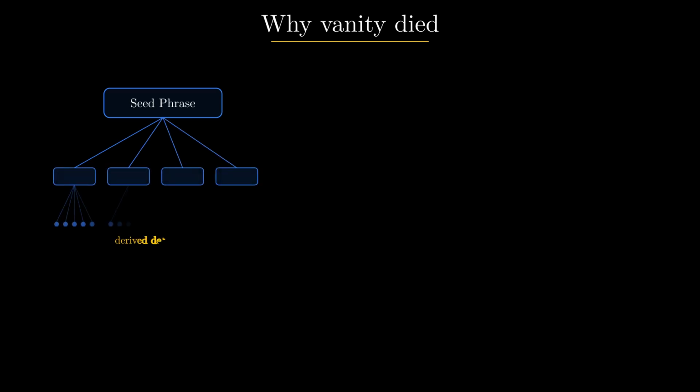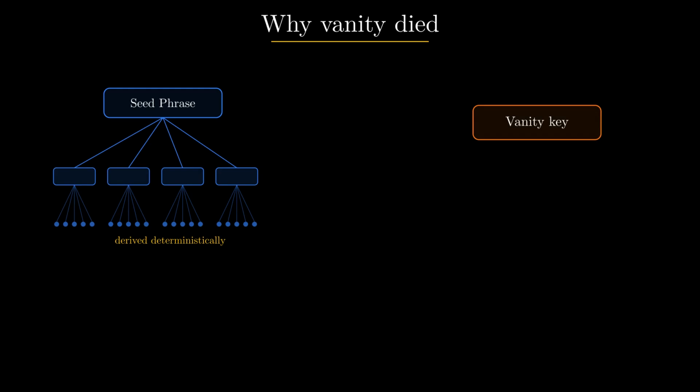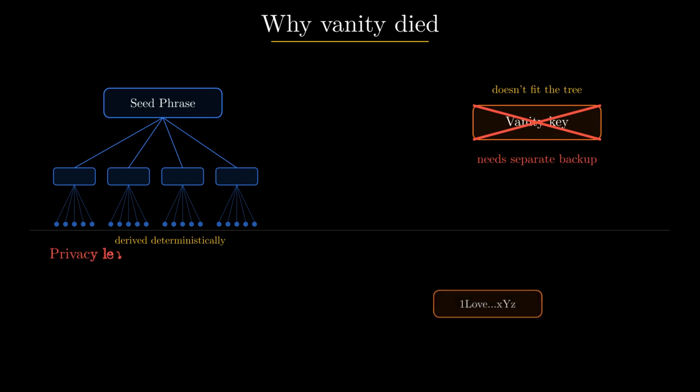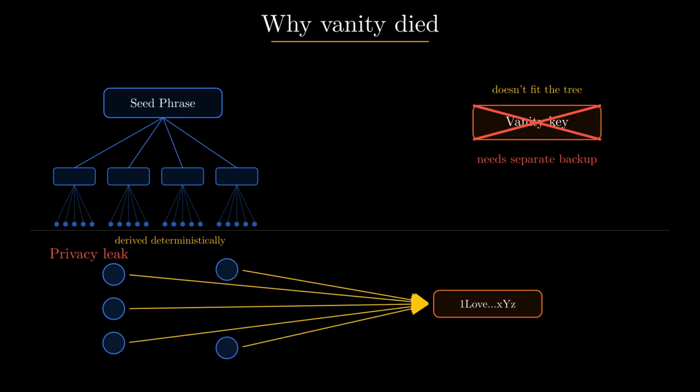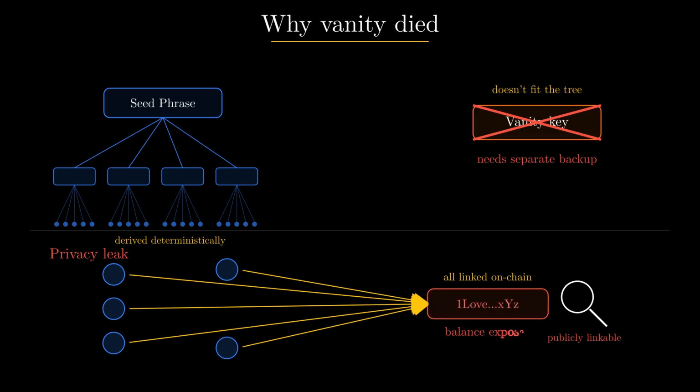So why did vanity addresses fade? Two reasons. First, modern wallets are deterministic. A single seed phrase generates a tree of thousands of addresses. A vanity key doesn't fit that tree. It's a one-off that needs its own separate backup, breaking the whole model. Second, privacy. If you post a memorable vanity address publicly, everyone who pays you uses the same address. That links all those payments together on-chain and reveals your balance to anyone watching. What looked like branding is actually a privacy leak for you and for everyone who sends you Bitcoin. The cool factor isn't worth it.